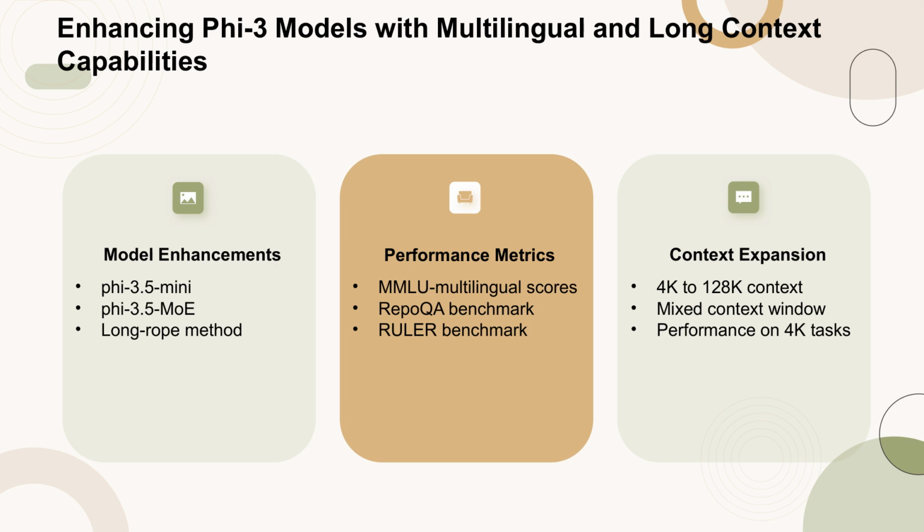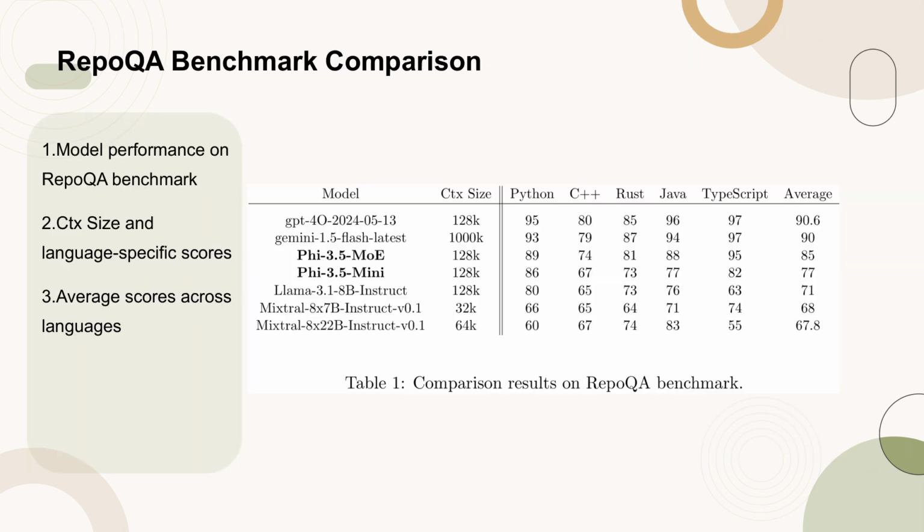Table 1 presents the comparison results of various models on the RepoQA benchmark. The table includes the context size, CTX size, for each model and their performance scores in languages such as Python, C++, Rust, Java, and TypeScript. The average scores across these languages are also provided, offering a comprehensive view of each model's capabilities in handling multilingual tasks.